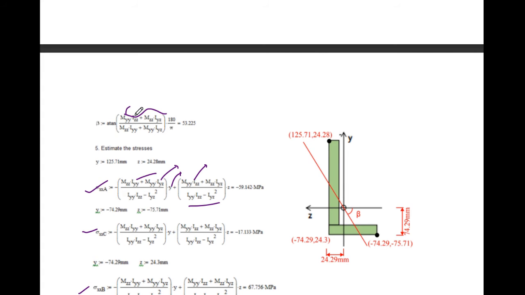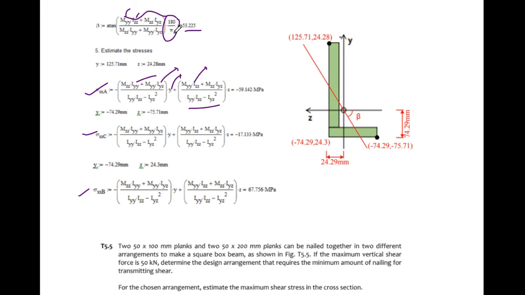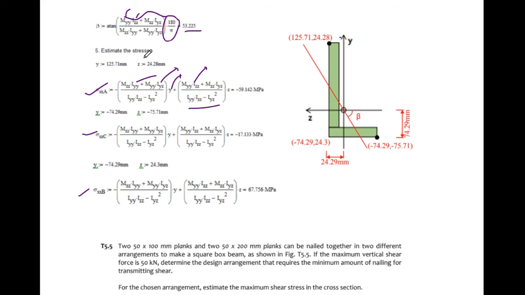We know each term: Myy, Mzz, Izz, Iyy, Iyz. So we just need to put all of them in, and this is for converting into radians. So we get this part. Now we need to estimate stress. For each point, we need to estimate the stress at this point, and this point.